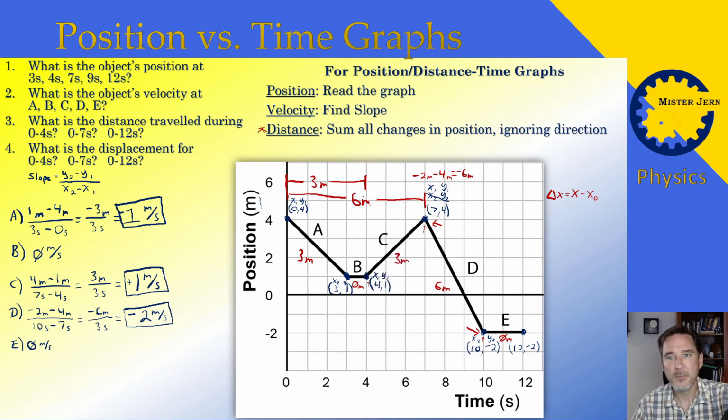And the last one, going from 0 to 12 seconds. Let's do this down here, I suppose. 0 to 12 seconds. How much is that going to be? Well, it's 3 plus 0 plus 3 plus 6. So it ends up being 12 plus 0, I guess. 12 meters to go from beginning to end.